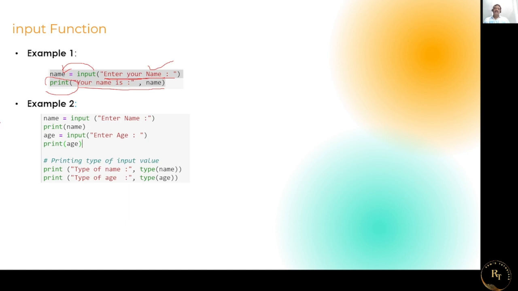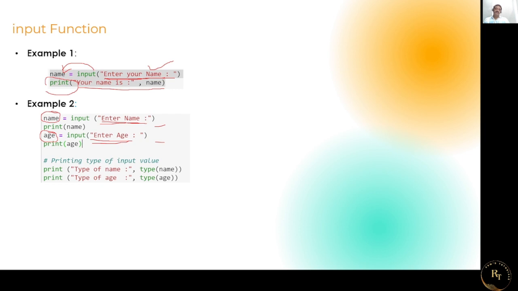Second example is here, I am taking two inputs from the user, right? You can see I'm taking the name from the user, I'm taking the age from the user. Please remember, this prompt could be anything. You can write anything here, right? Whatever value you enter goes and gets stored in a variable called name, and it goes and is stored in a variable called x.